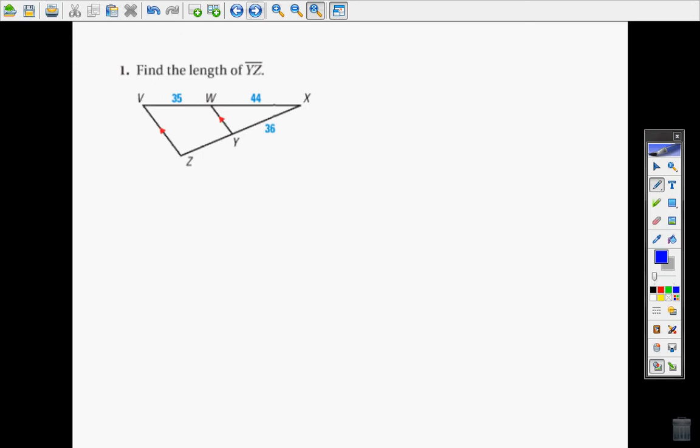So find the length of YZ here. And what I'm going to do is let you, if you'd like to try this problem, you can pause it and do it. Otherwise, we'll move on.